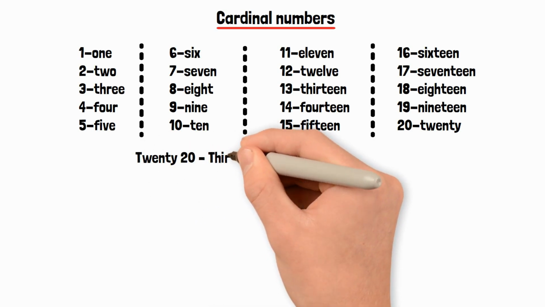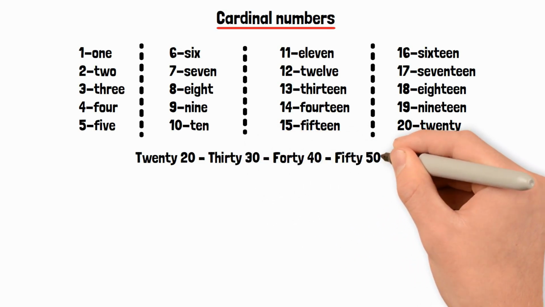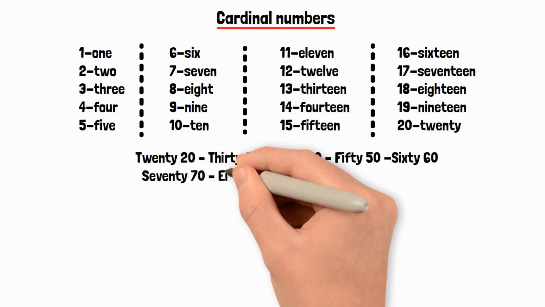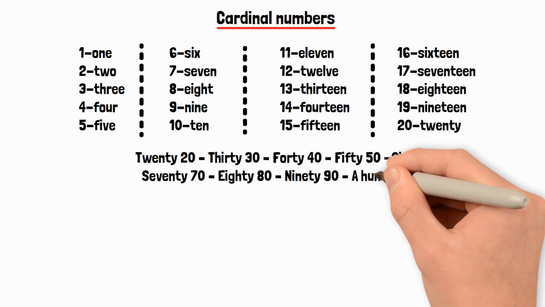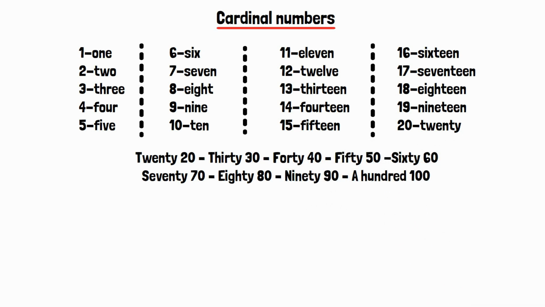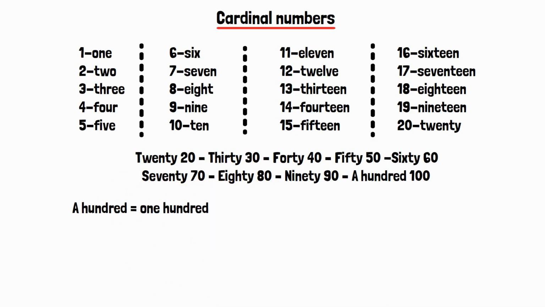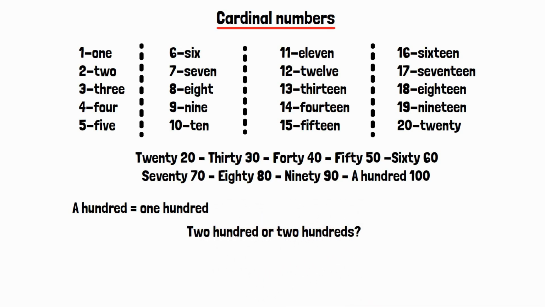20, 30, 40, 50, 60, 70, 80, 90, 100. We can say 100 or one hundred. Now 200 or two hundreds. We say 200. We don't add an S to numbers.